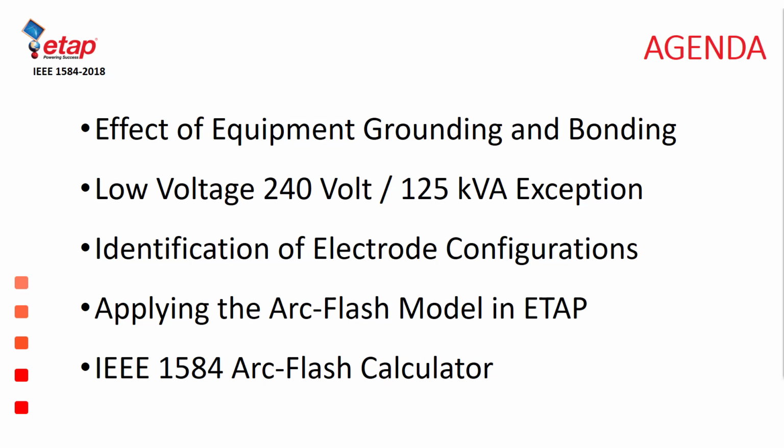After we discuss the basic fundamental model behavior for the arc current and the incident energy, I would also like to provide a brief description on how the new arc flash guide handles some of the previous concepts, such as the effect of equipment grounding configuration, and at what voltage and short circuit current combinations the new low voltage exception has been set to. Furthermore, I would like to spend some time providing my best interpretation on what I consider is the most critical step in the application of this guide, which is the classification or identification of the electrode configurations in actual equipment.